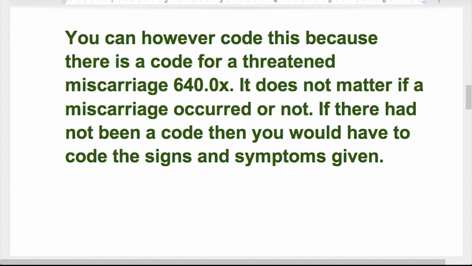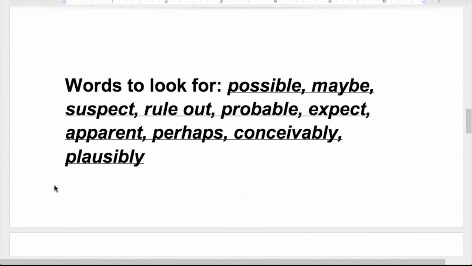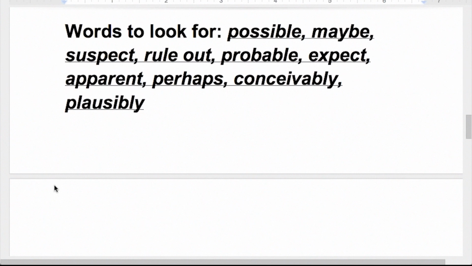If there had not been a code for that, then you would have to code the signs and symptoms, the spotting and the abdominal pain. Okay, we've got some more things to look at here. Words that you want to pay attention to: possible, maybe, suspect, rule out, probable, expect, apparent, perhaps, conceivably, possibly.